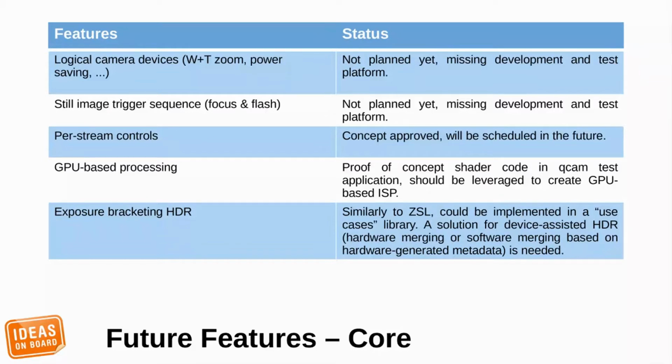So we don't have that yet. We don't really have a platform that we can use for testing, but we have just not started thinking about how to architect it. Still image trigger sequence. So we're talking mostly about focus and flash for this. This is also something that we haven't planned yet for the same reasons. We do have the concept of per stream control. So I mentioned that we have per frame control, but the controls apply to all the streams at the moment.